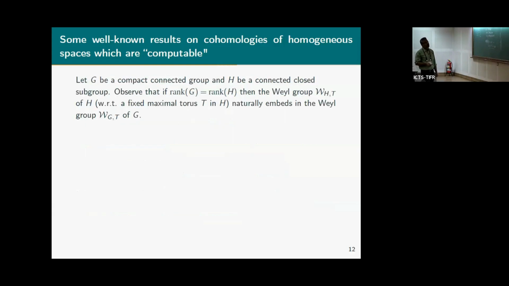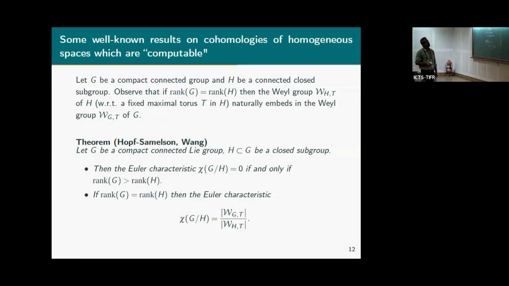Then there is another beautiful result by Hopf and Samelson. These are quite classical results, by Wang. Suppose G is a compact Lie group and H is a subgroup, and the rank of G is higher than that of H, then the Euler characteristic is 0. And if the rank is equal, then you have an exact formula for the Euler characteristic. This is another computable result.